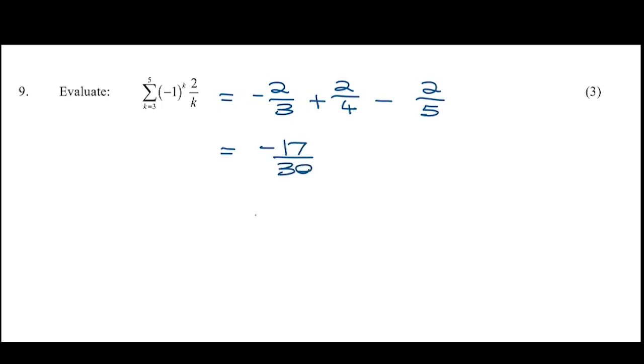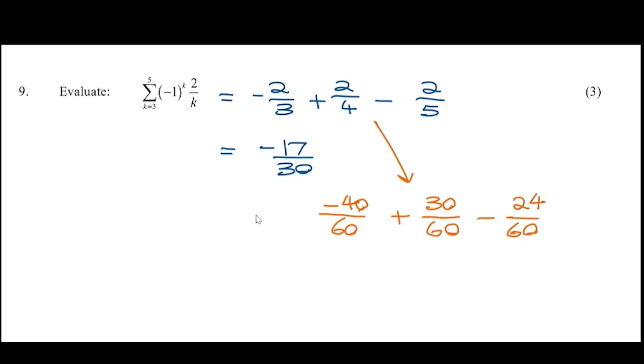Just to show you how we would do that without a calculator, let's choose a common denominator that they all go into. They all go into 60. To make this fraction equivalent to 60ths, I've multiplied the bottom by 20, so I multiply the top by 20. Negative 2/3 is exactly the same as negative 40 over 60. For 2 over 4, I multiply the bottom by 15 to get to 60, so I multiply the top by 15, and I get 30 out of 60. Lastly, to get 5 to 60, I need to multiply by 12, so I multiply the top by 12, and I get 24 over 60.